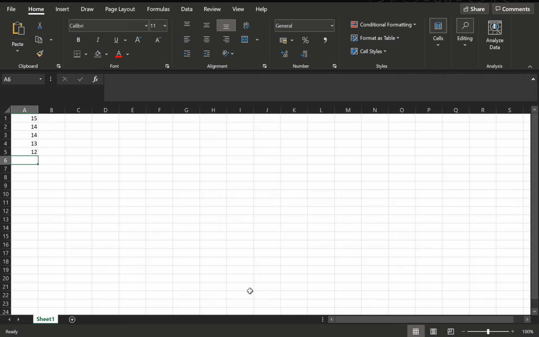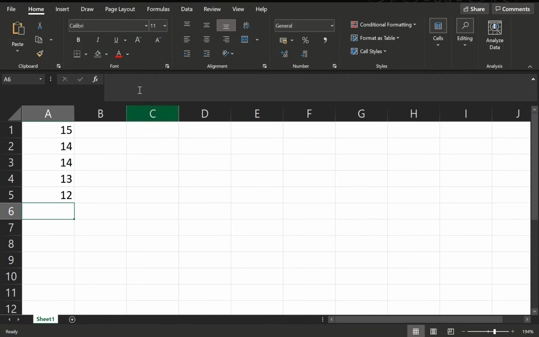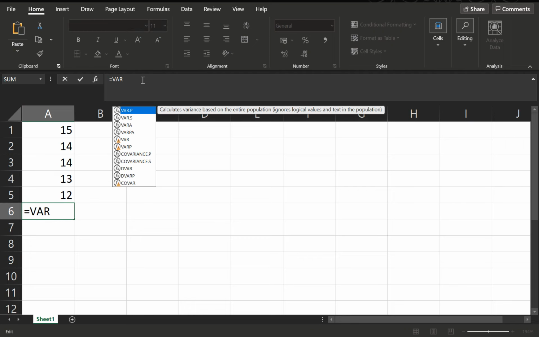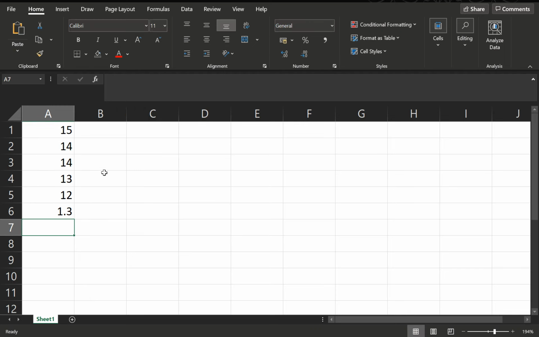So, let's first compute the variance. Maybe we can put it into A6. So, we do the equal sign and then VAR.S. We use VAR.S for the sample. It means sample variance. And then open parentheses. We just have to highlight the cells, then close parentheses, and then enter. And then there you go.